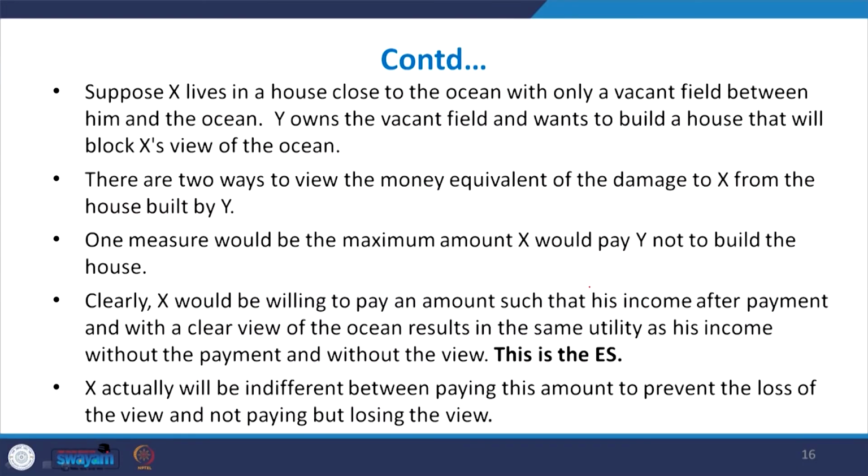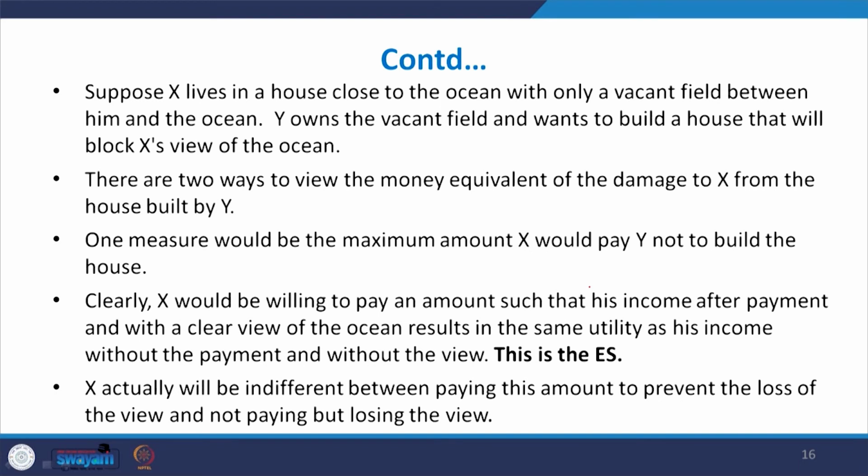Suppose a person X lives in a house close to the ocean with only a vacant field between him and the ocean. But that vacant field is owned by person Y, and now person Y wants to construct a house. If Y wants to construct a house on this vacant plot, then the view of X will be obstructed. So, obviously, the utility of person X will decline. So, how much is X willing to pay as compensation to Y not to construct the house? If ownership lies with Y, that is one way to understand things.